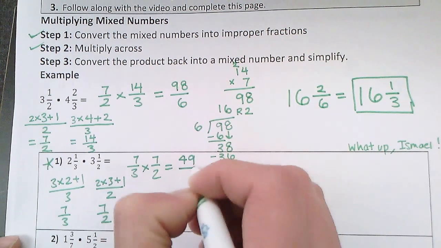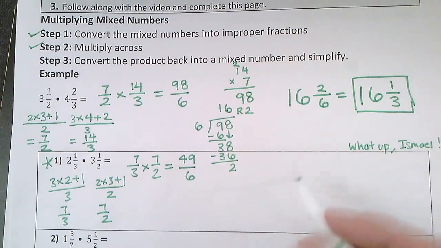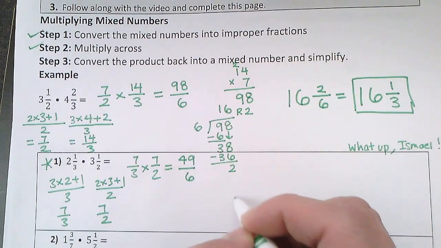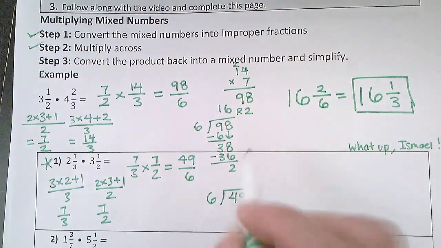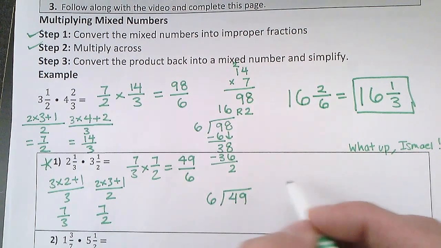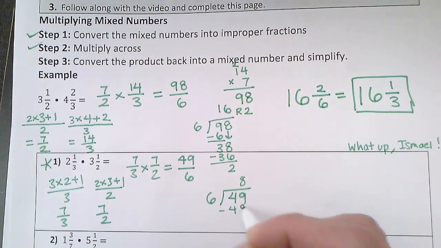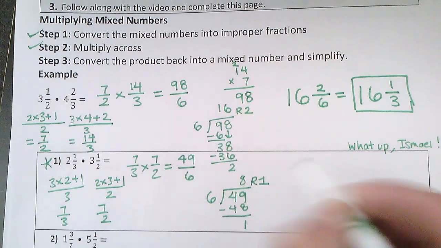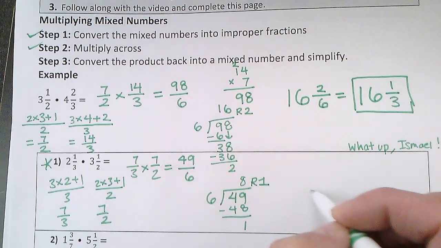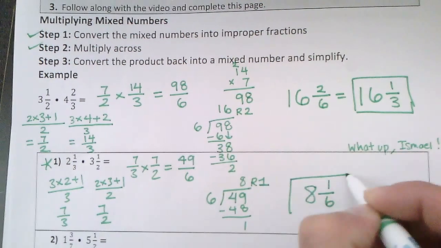49 over 6. Now, converting this to a mixed number, 49 divided by 6. 6 goes into 49 8 times. 8 times 6 is 48. Gives us 1 down here, remainder 1. So our final answer, 8 1/6.